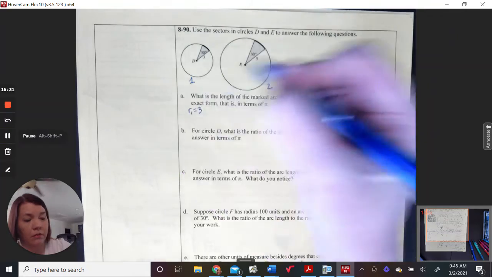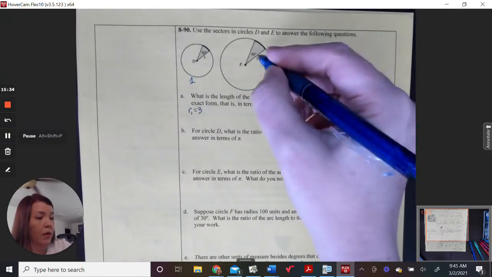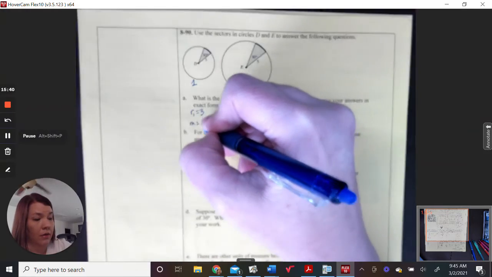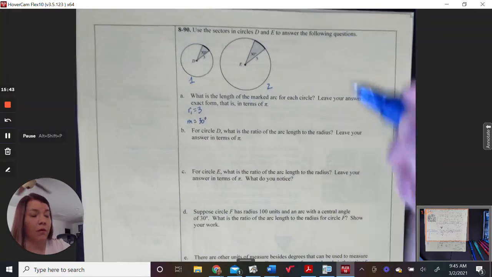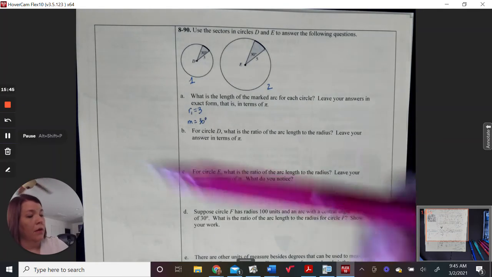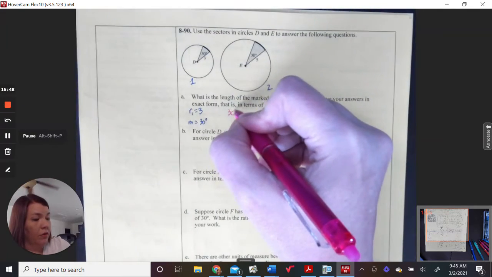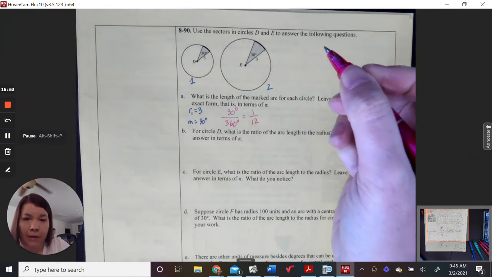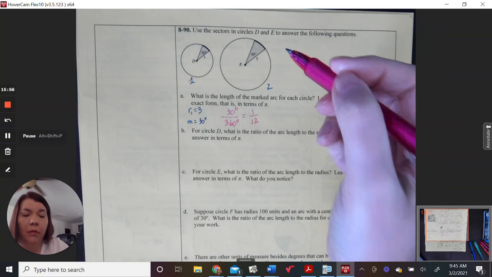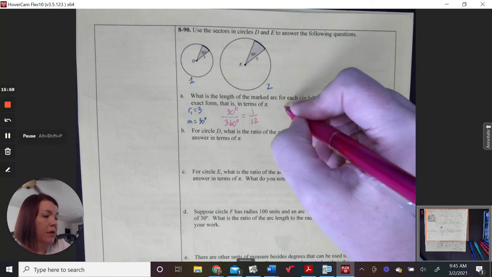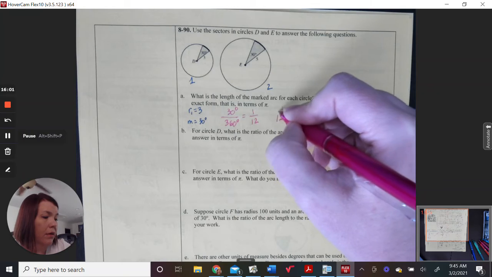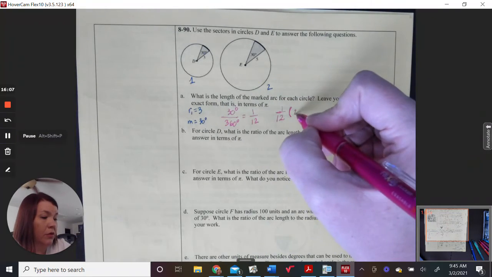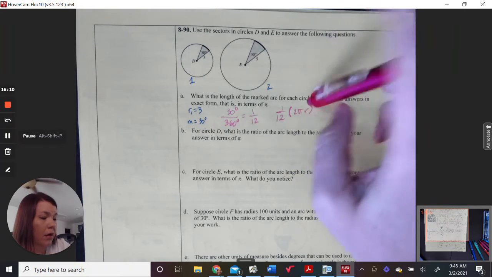So I'm going to take the portion of the circle, 30 degrees divided by 360. This simplifies to 1/12. We did that earlier today. And then we're going to take 1/12 times the circumference, so 2 pi r. R is 3. Okay, so that leaves me with 6 pi over 12, which is pi over 2.